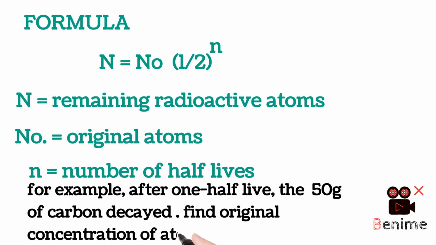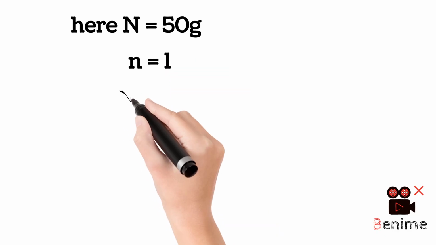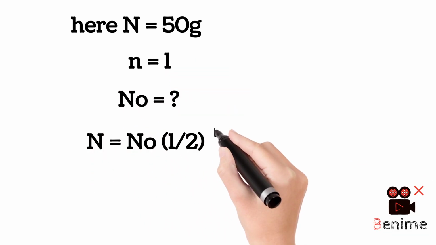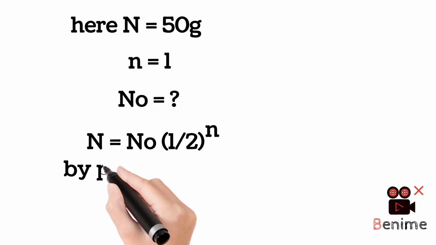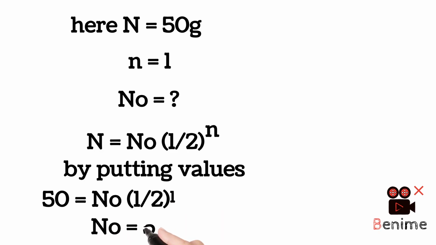Let's calculate it with an example where we have undecayed atoms equal to 50 and we have to find the original number of atoms after one half-life. So by putting in values, we get the original number of atoms equal to 100.